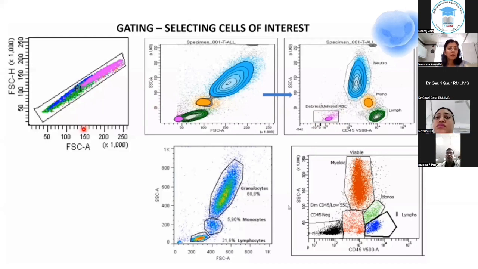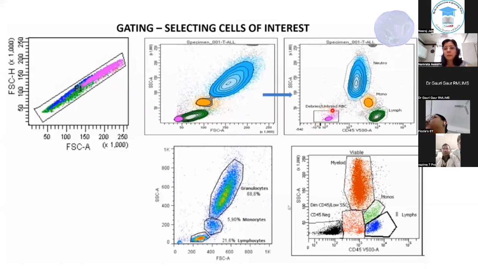And then this is a forward scatter area versus height dot plot. And you can see that the cells are falling in this diagonal. Now, if some cells are lying here, that means there are doublets. I don't want to see doublets in my further analysis. So I'll make a region around this population and instruct the software to not show me cells which are outside of this region. And this helps me to get rid of the doublets. So we can get rid of the doublets here.